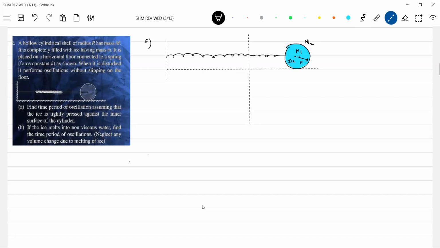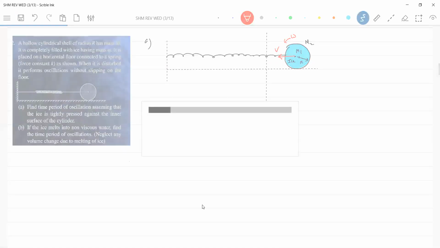This is say some mean position. Diagrams are not needed, just to make things easier to explain. If I'm going for a diagram, otherwise straight away you can jump into the concept. Once ice forms, what will happen?